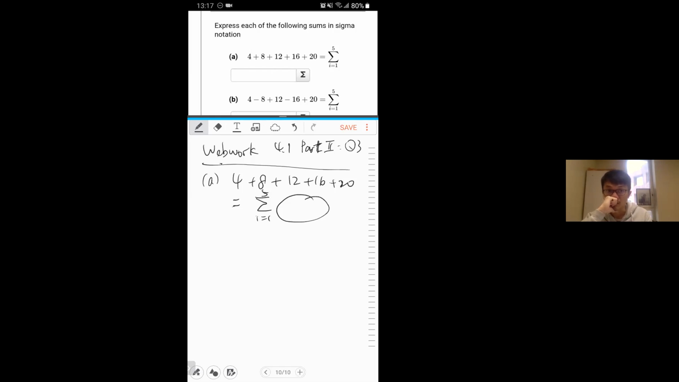It adds 4, so each of them is a multiple of 4, right? So you would expect this to be 4 times I. Because for example, when I equals 1, you get 4 times 1, which is 4, and that's the first term. When I equals 2, you get 4 times 2, which is 8, the second term. I equals 3, 12. I equals 4, 16. I equals 5, 20. So this is the correct answer. Does it make sense to everyone?